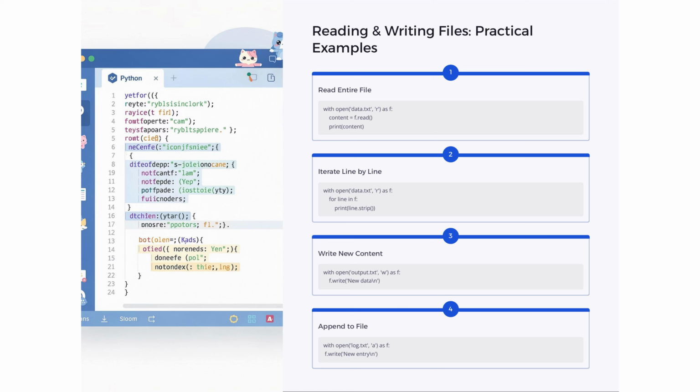Reading files can be done entirely or line by line using r mode. Writing new content uses w, which overwrites, while a appends data. These operations ensure efficient file handling, crucial for data management. Understanding these methods is essential before addressing file exceptions and robust error handling.